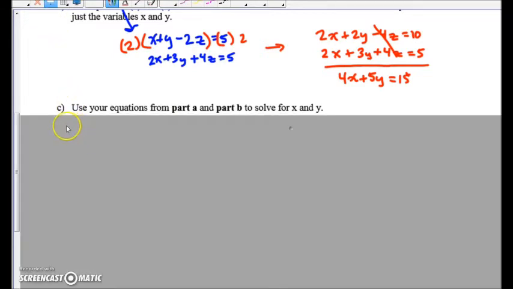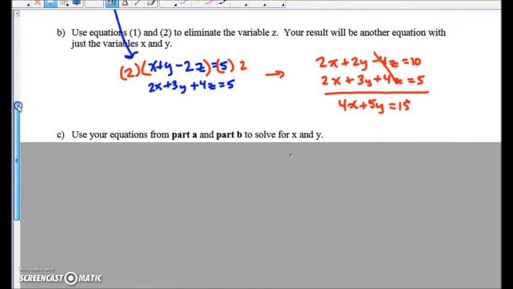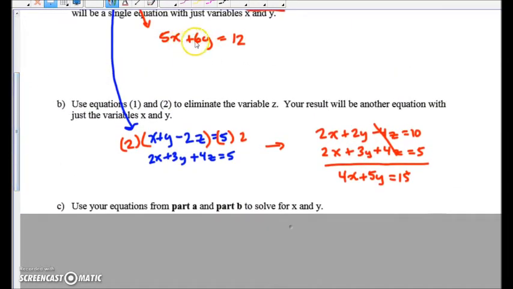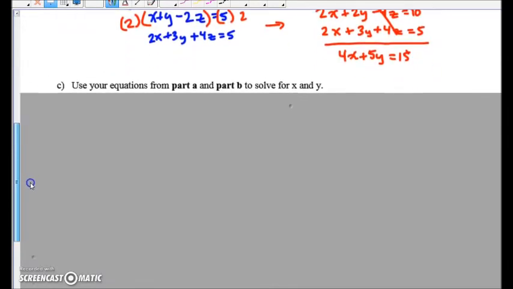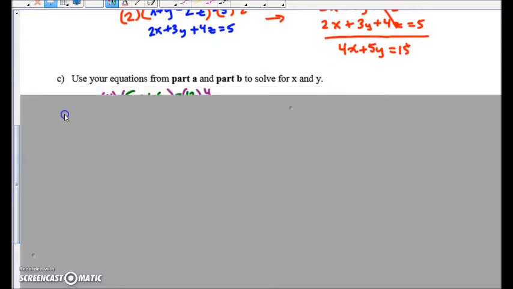All right, so hopefully you took time to pause and work out this system on your own, the one that has 4x plus 5y equals 15 and 5x plus 6y equals 12. If not, do that now. Okay, here's the solution.